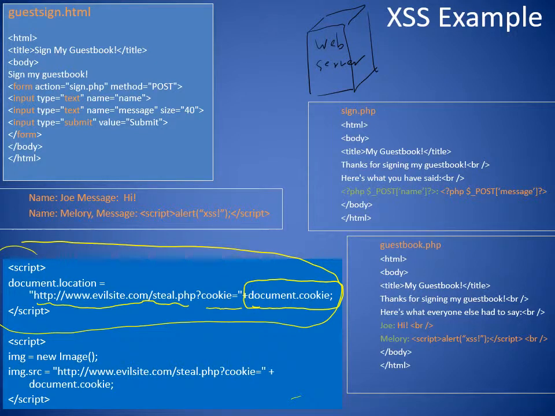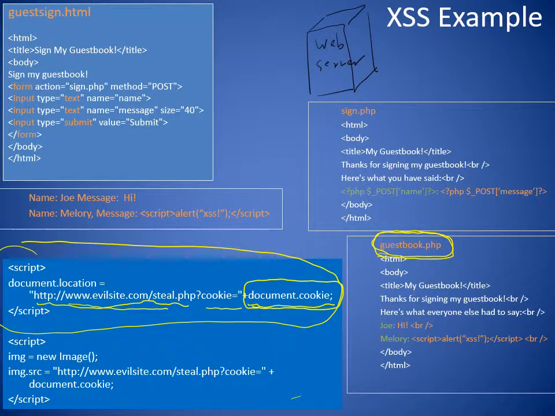In this case, the document.cookie is basically the session key that the current victim user used to visit the guestbook.php. So if the attacker running evilsite.com obtains the document.cookie, then he will be able to use the document.cookie to visit the guestbook.php with the current user's account, which creates session hijacking.